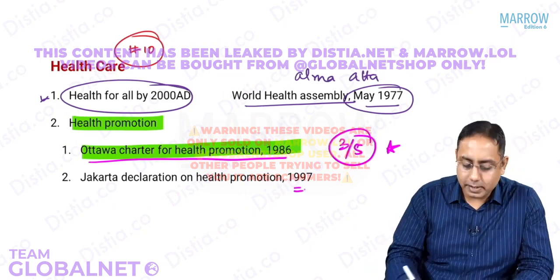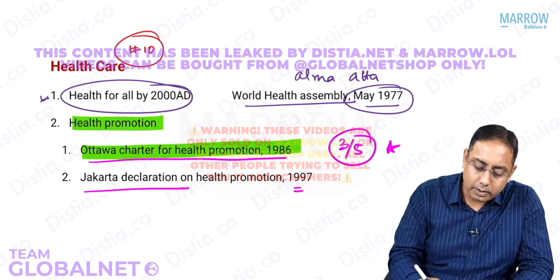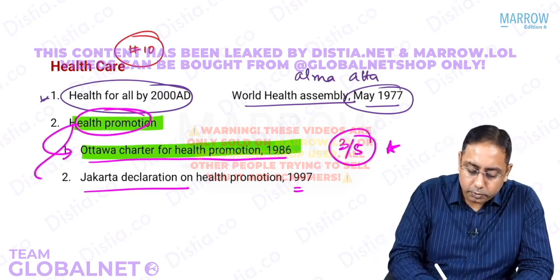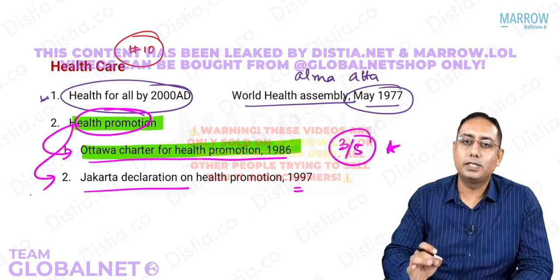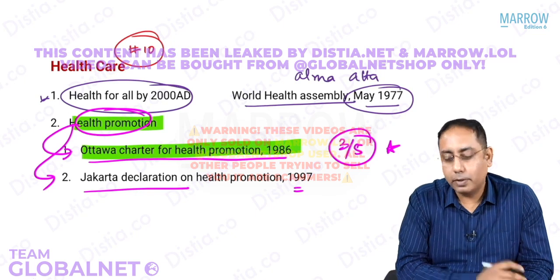Then in 1997, there was the Jakarta Declaration of Health Promotion. So primarily, for health promotion, you need to remember 2 things. One is the Ottawa Charter, one is the Jakarta Declaration. So again, talking about healthcare.